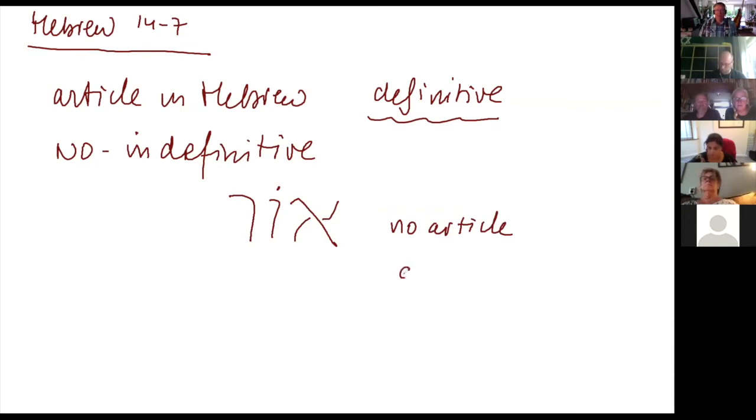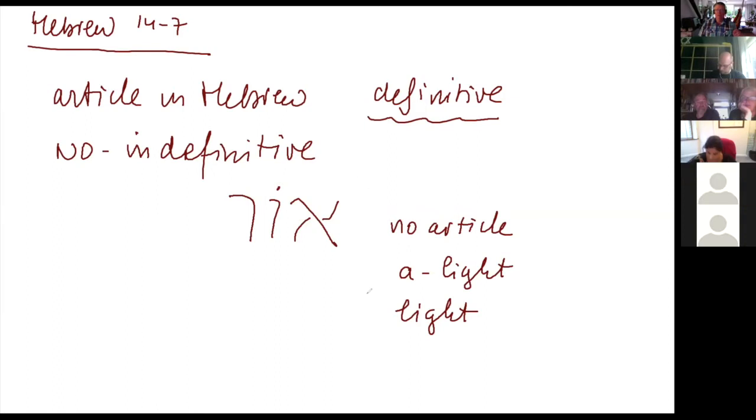it can also mean a light. Normally it means light. Vayomer Elohim yehi or vayehi or, and God said, let there be light, and there was light. But in other sentences, when there is no article standing there, it could also mean a light.